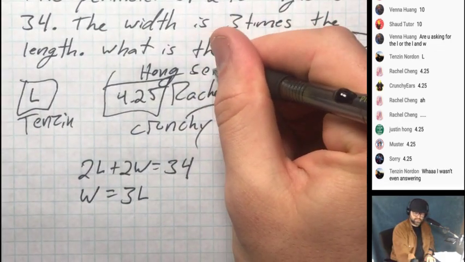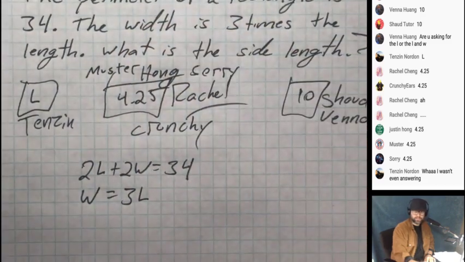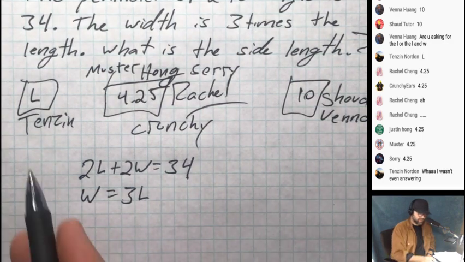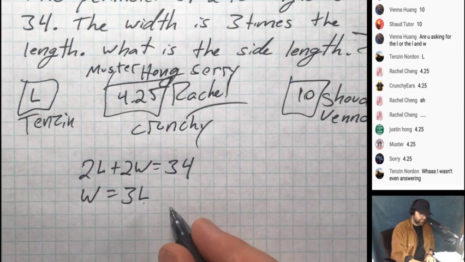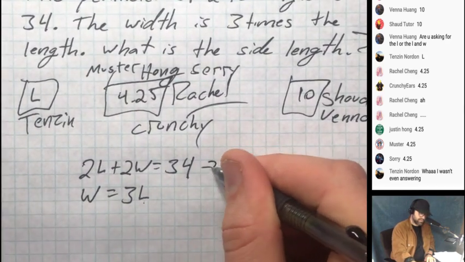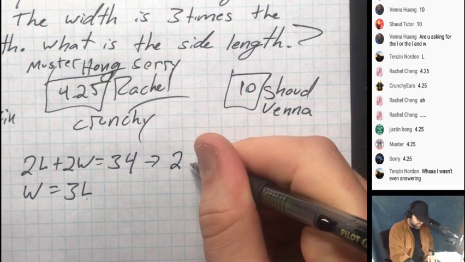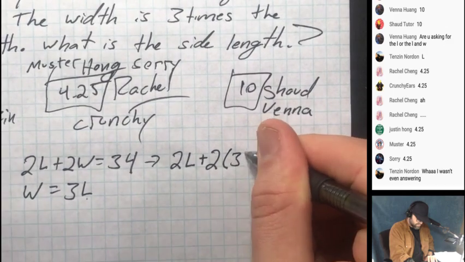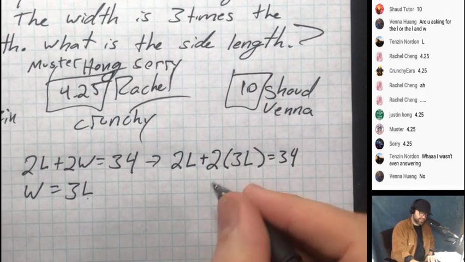Okay, Sorry's in two. Did I get Muster? Muster's in two. This is looking like it might be the right answer, bros. You weren't even answering? Well, you put L, dude. That is the length. So we can substitute in for 3L, right, for every W. So we're going to just move this, and we're going to say that it's, I'm going to try to make my handwriting better. 2L plus 2 times 3L equals 34. This is going to be 6L.